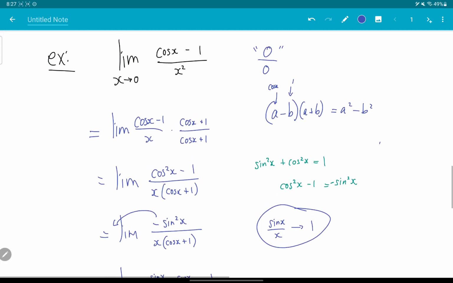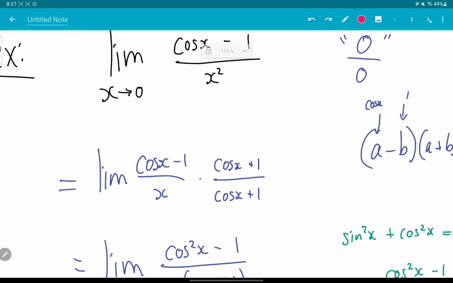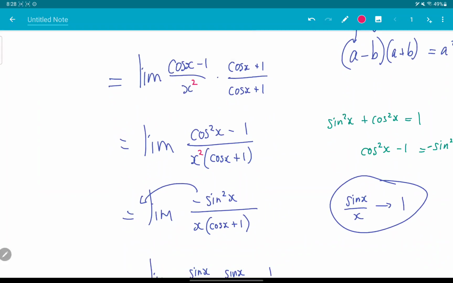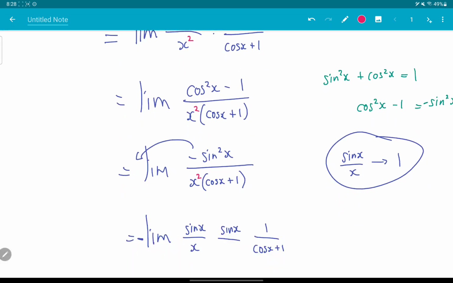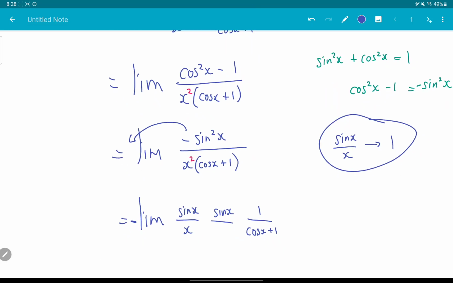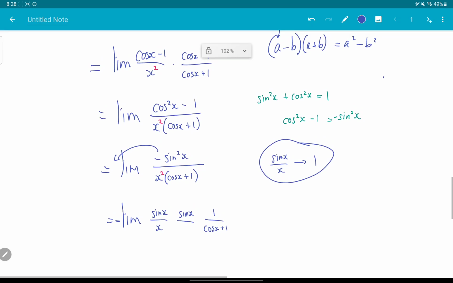My mistake is the x squared got lost. So my x squared became just an x, which was erroneous. So sorry about that. Make these changes here. It should be x squared here, x squared here, x squared here. Okay, so sorry about that. Make all these changes.